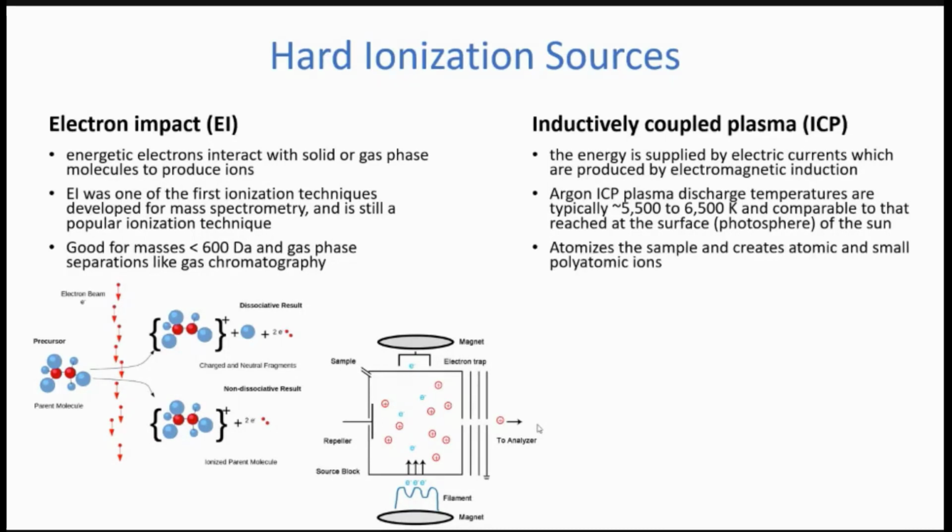I used to work with ICP-MS. It's pretty crazy to look at. Anyway, these torches atomize the sample and create atomic and small polyatomic molecules, which is why it's really good for measuring metal ions, for instance, in samples. So you could have a complex tissue sample and you want to measure how much mercury is in it. This is a great way to do that.